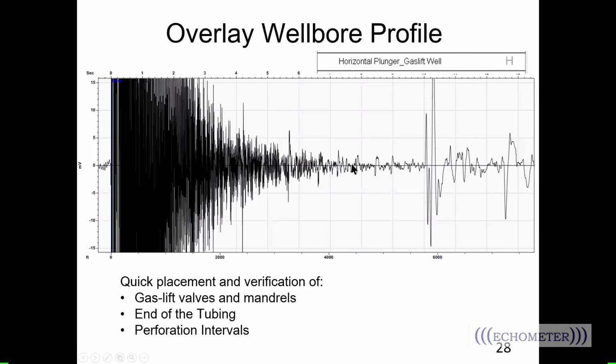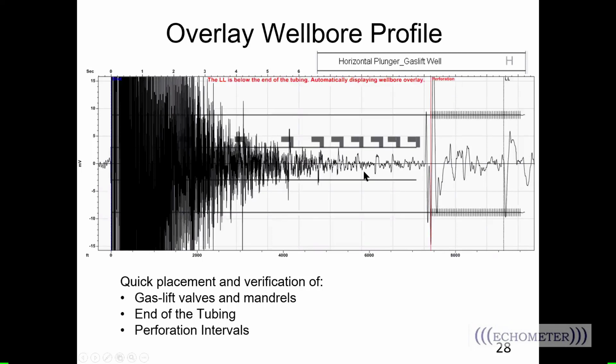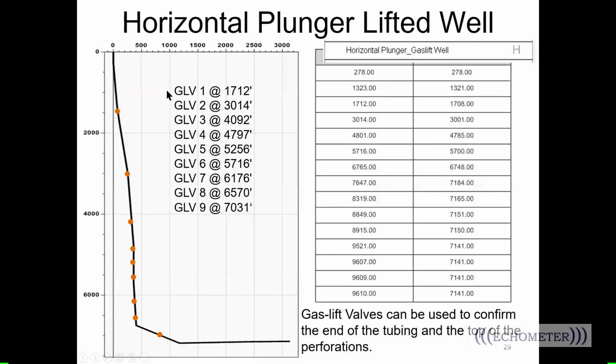So we see some kicks here from the mandrels. We have the wellbore overlay, right? So we see a placement of the Gaslift valve. Here we can see the end of the tubing. We see some perforations. In the software, you can enter the deviation survey, and then here's the approximate locations of where those Gaslift valves are located. And this is where the software was coming back and telling him there was a liquid level located.